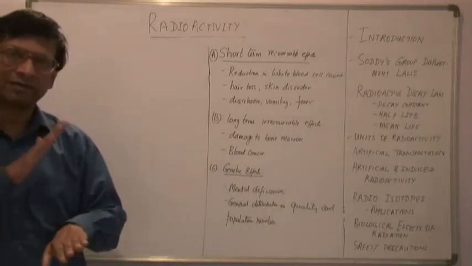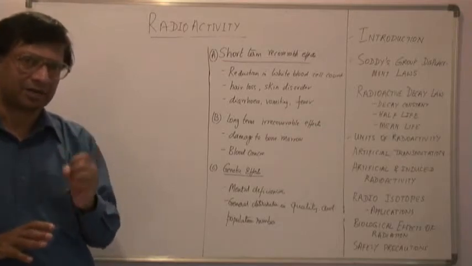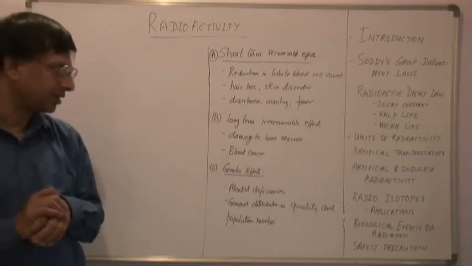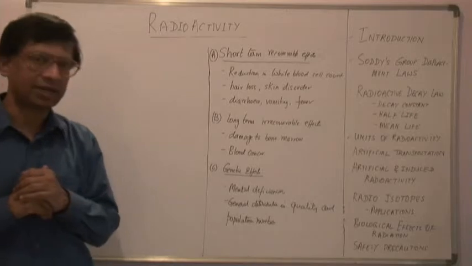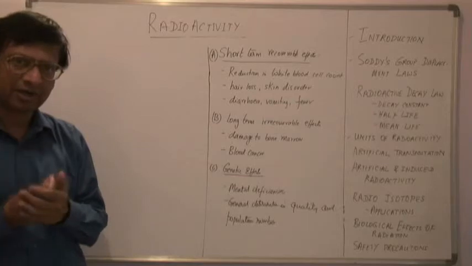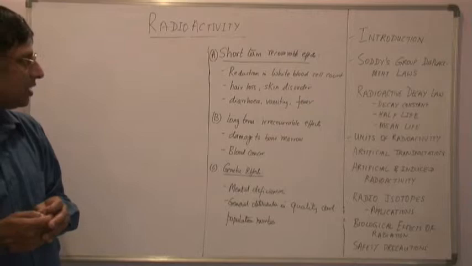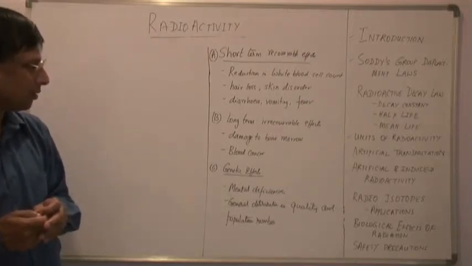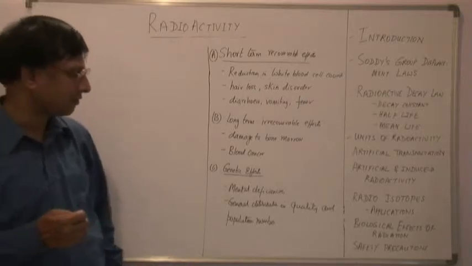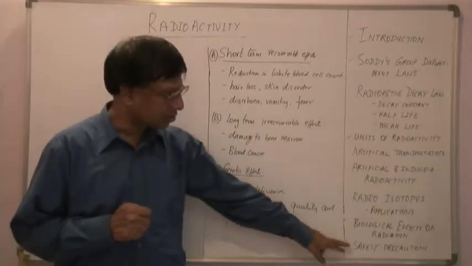So alpha particles have less penetrating power because of the size of the particle. And neutrons, because they are electrically neutral, can penetrate to a larger extent. And then beta particles, since they are negatively charged and smaller in size, have greater penetrating power compared to alpha particles. So these are some of the known effects of radiation.